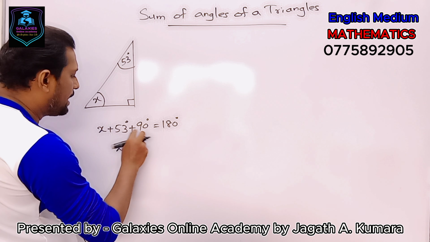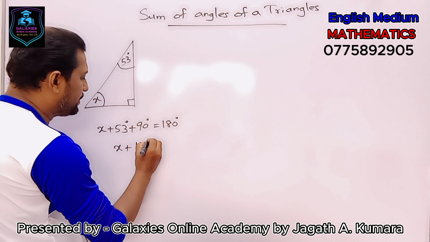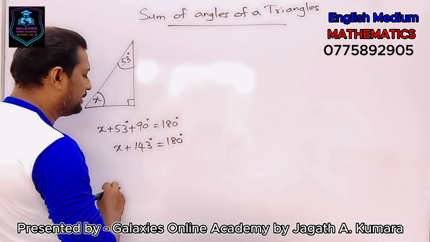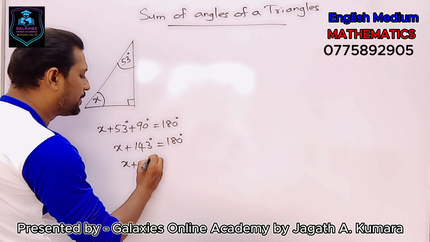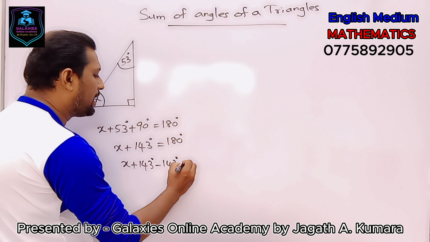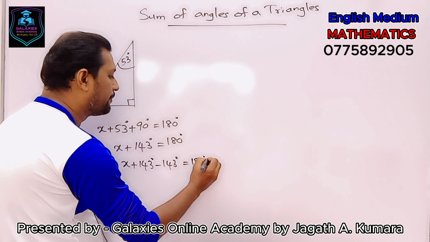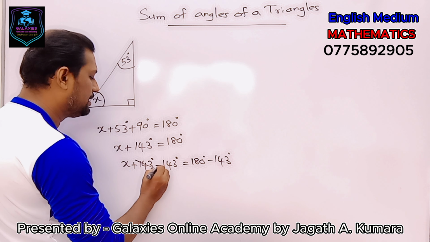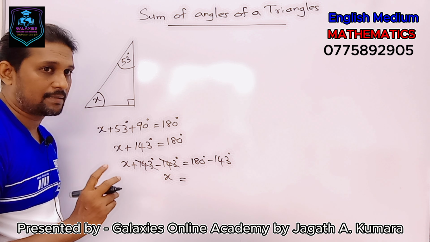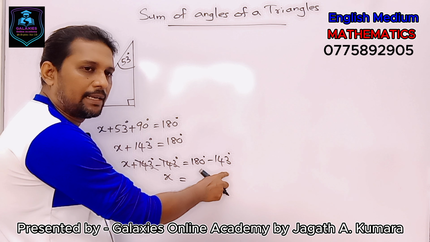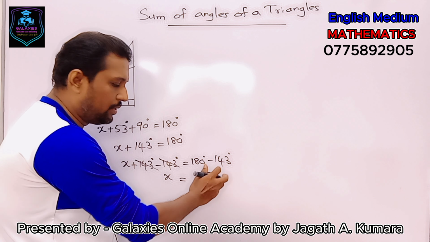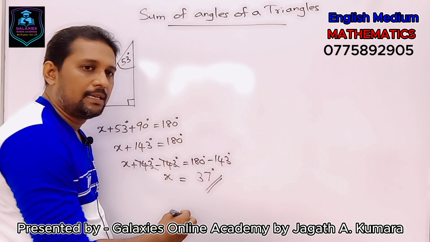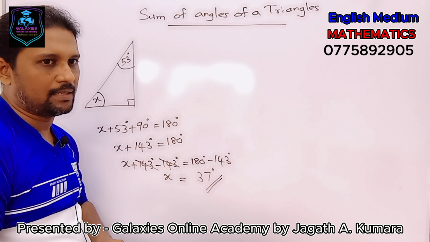Then we can solve this one. x plus, I can add these two. The answer is 143. So x plus 143 equals 180. Then we can remove this plus 143 from this side. To remove it, you have to put minus 143 on both sides. Then these two cancel. x equals, what is the answer? 180 minus 143. 10 minus 3, 7. 7 minus 4, 3. So what is the answer? 37. Right? The answer is 37.